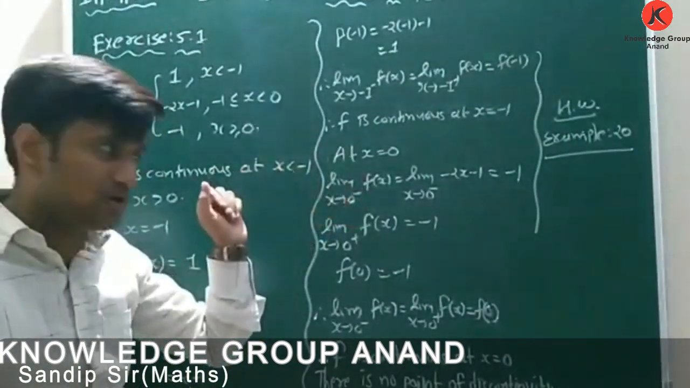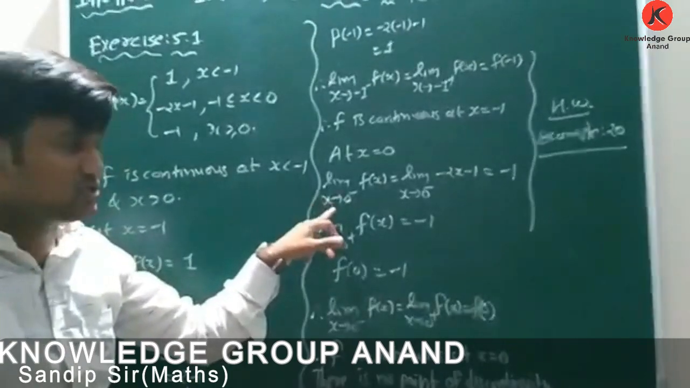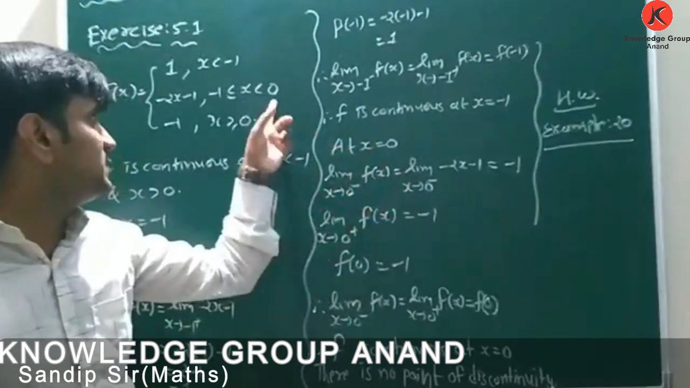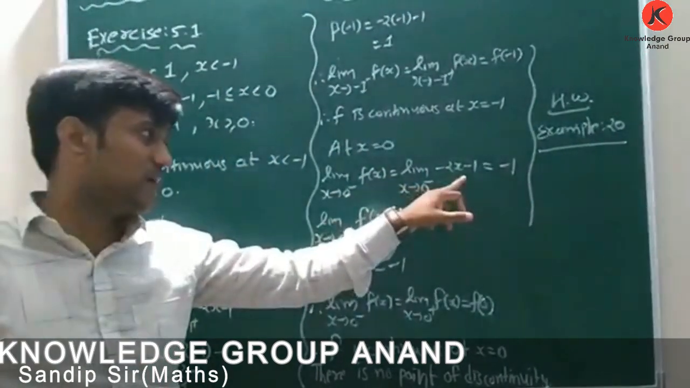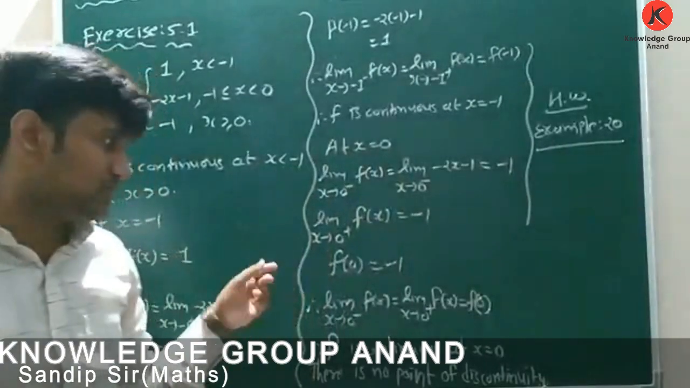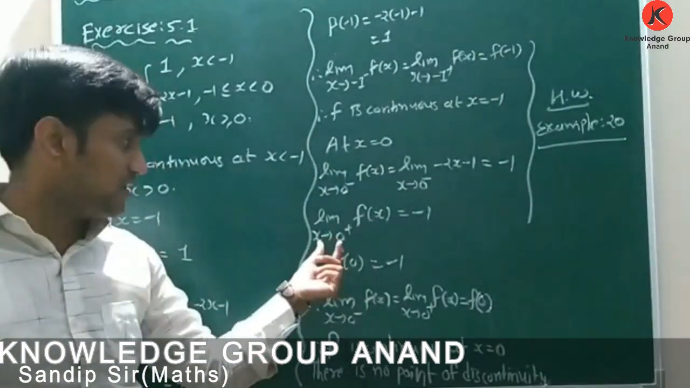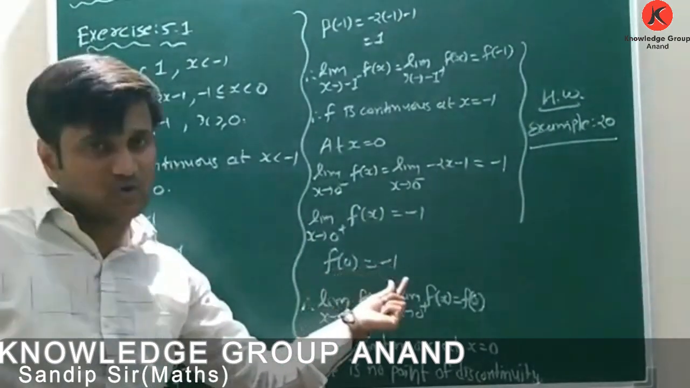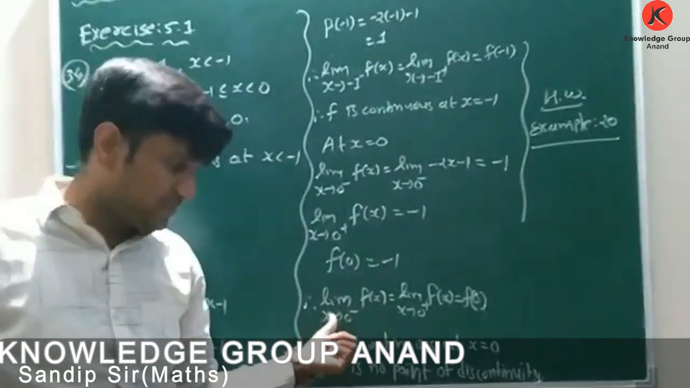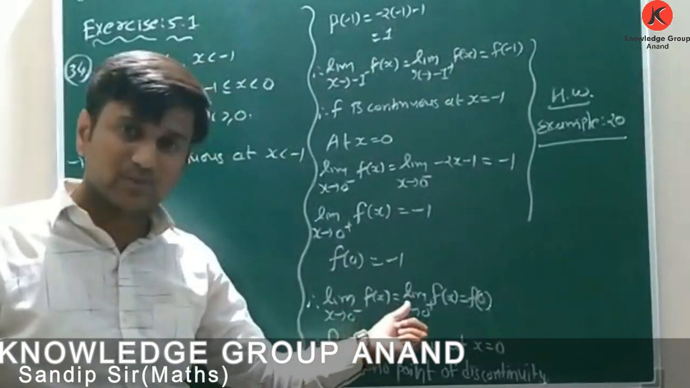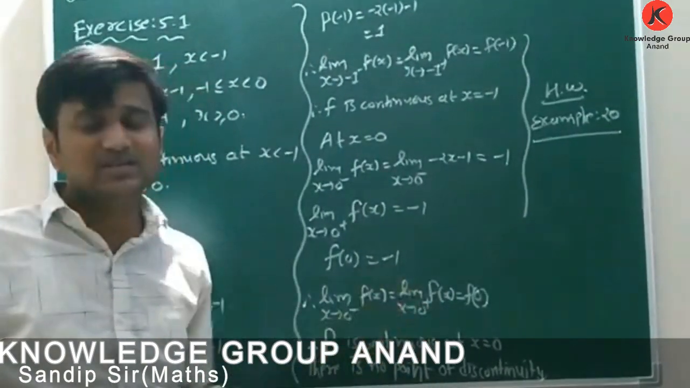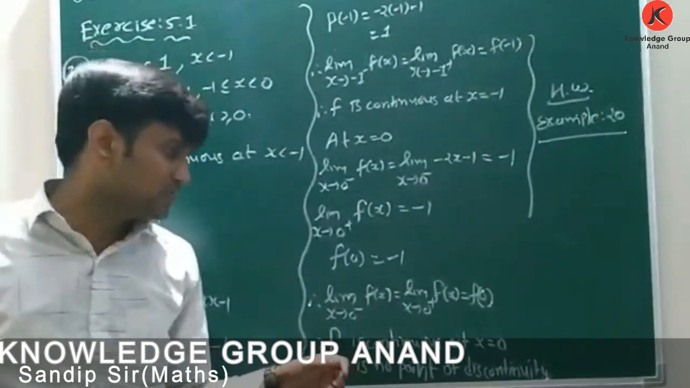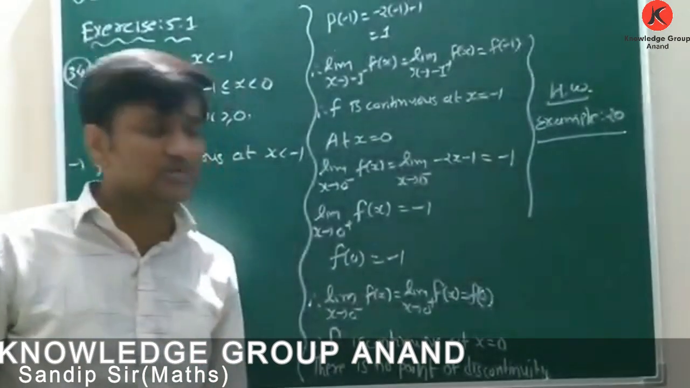Similarly, at x = 0, the left-hand limit as x tends to 0 from the left of f(x), with x less than 0, is −1. The limit as x tends to 0 from the right, slightly greater than 0, is also −1, and f(0) is also −1. So the left limit equals the right limit equals f(0), and f is continuous at x = 0. So there is no point of discontinuity.